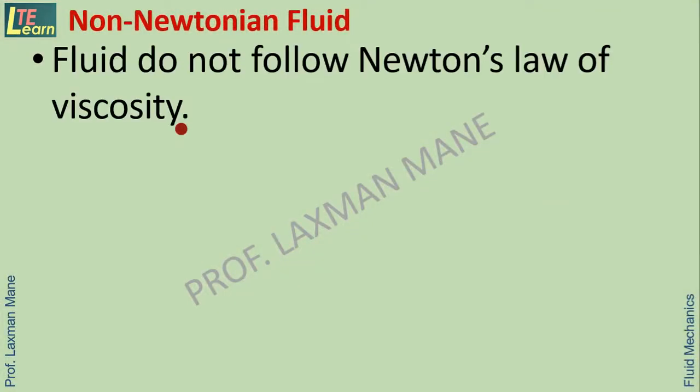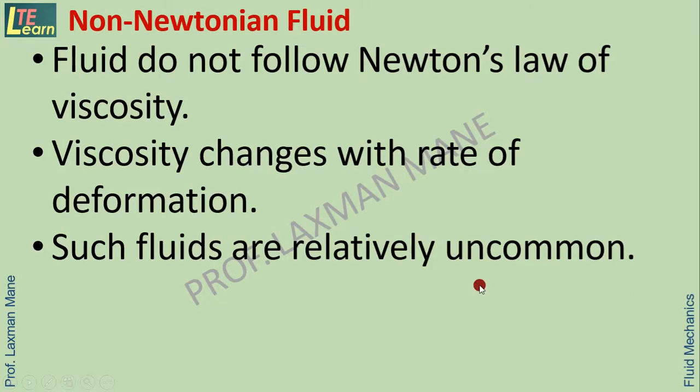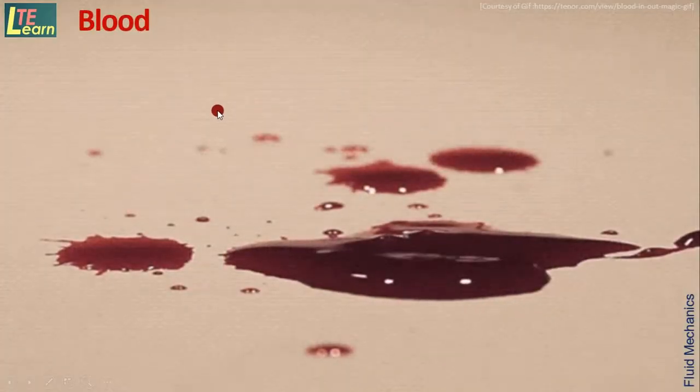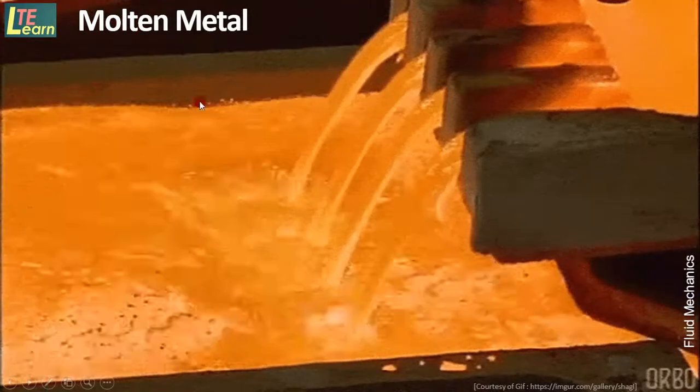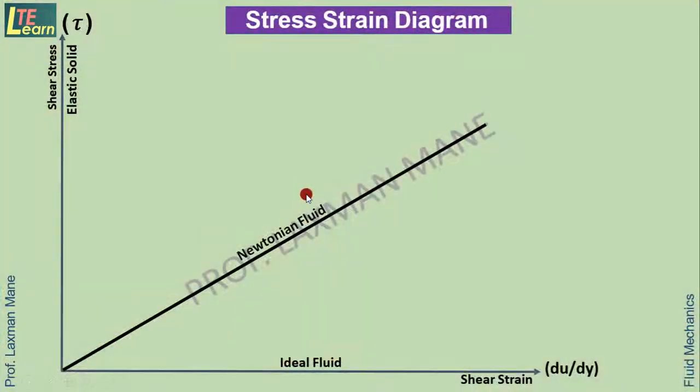Non-Newtonian fluid means a fluid which does not follow Newton's law of viscosity. In this case, viscosity changes with rate of deformation. Such fluids are relatively uncommon, and mathematically they are indicated by the formula tau is equal to mu into du upon dy raised to n. Based on the value of n, there are again two further types. Blood is a non-Newtonian fluid. Also molten metal is a non-Newtonian fluid.